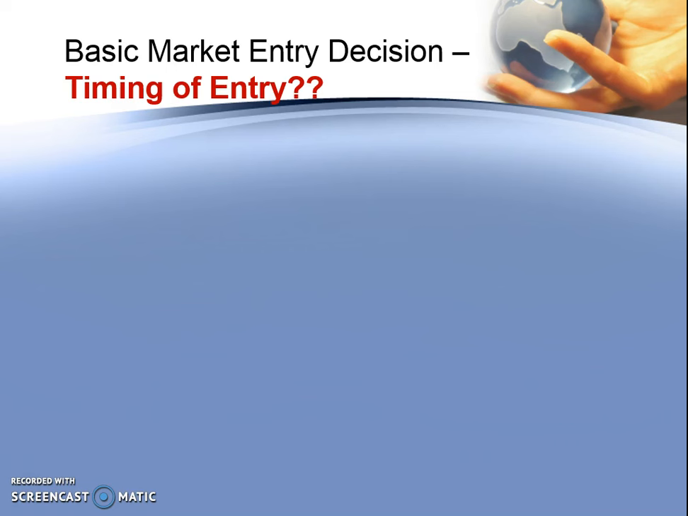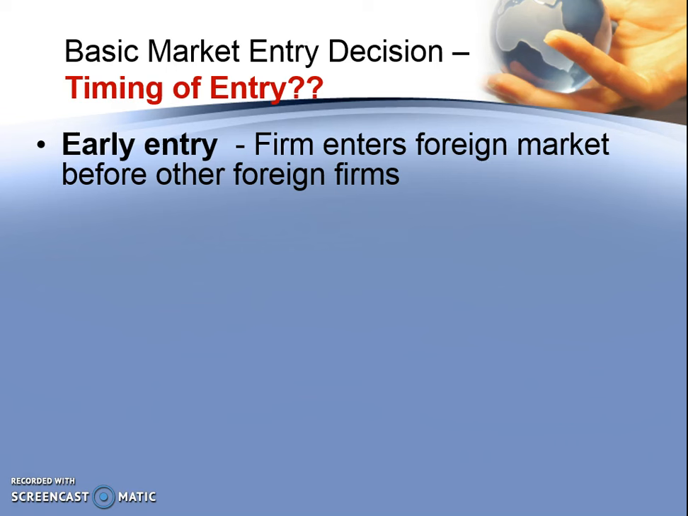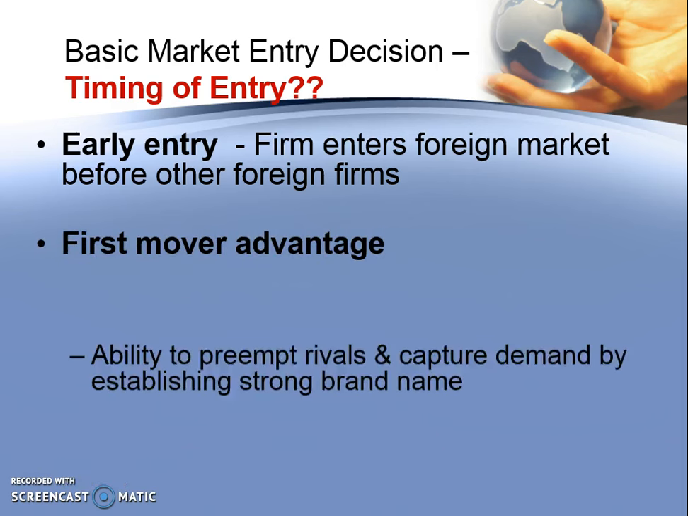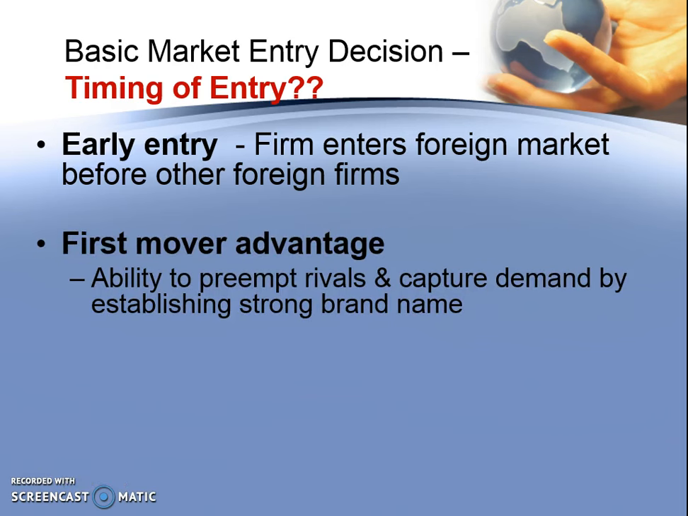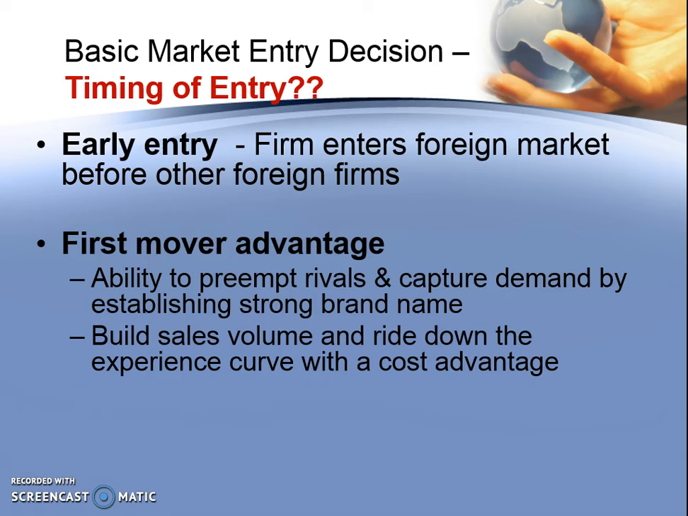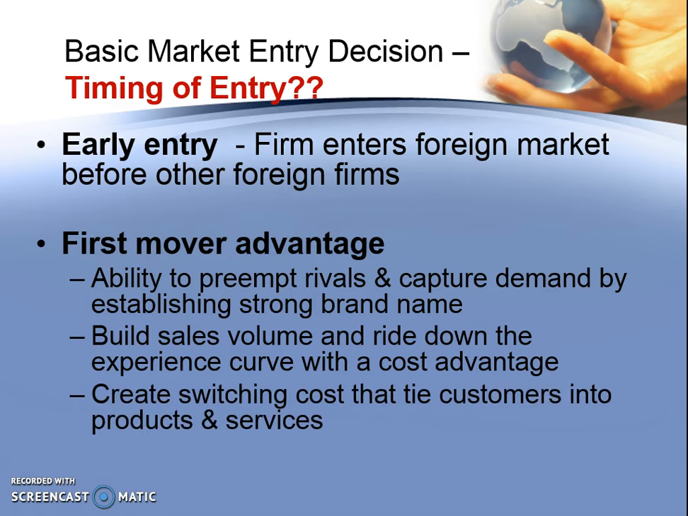The second decision that an international business manager might have to take is the timing of entry. Whether you want to become an initiator, the early entrant, that is the first mover, or you want to be a late entrant. If the firm becomes the early entrant, that is, it enters the foreign markets before other firms, it is able to capture the first mover advantages like the ability to preempt rivals and capture the demand by establishing a strong brand name, then the ability to build sales volume, and the ability to create switching costs that tie the customers into products and services.